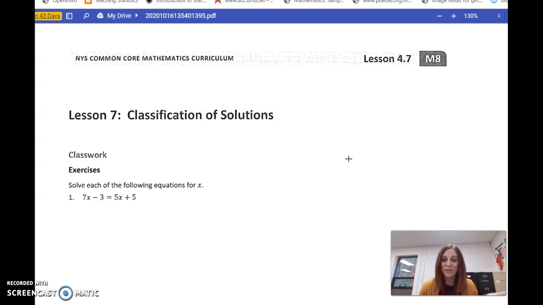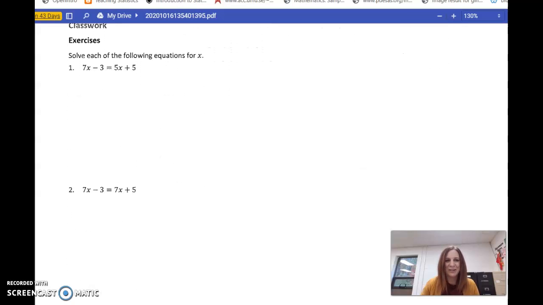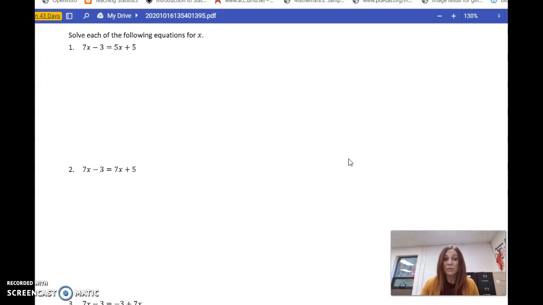And after that wonderful introduction, I know you guys are all fired up now to learn about classifications of solutions, which, by the way, is what we're talking about today in lesson 7. We're going to take a step back from solving equations and say, wait a minute, before we go through solving this, can I tell what type of solution it's going to be? So classification of solutions. We're going to start just by solving equations, and then we'll talk about what the answers look like.